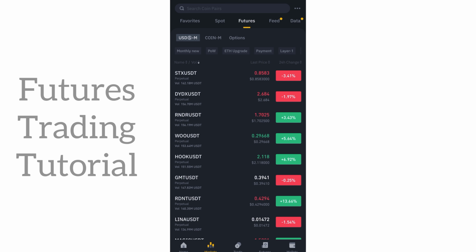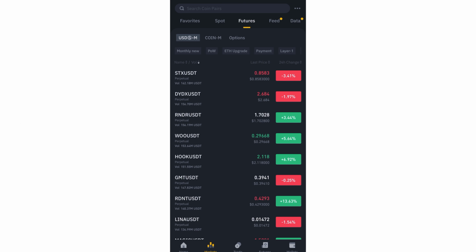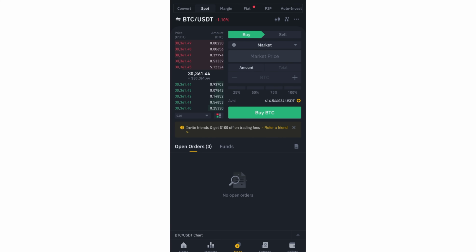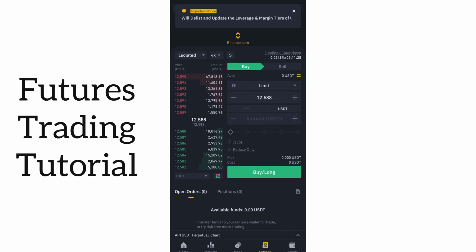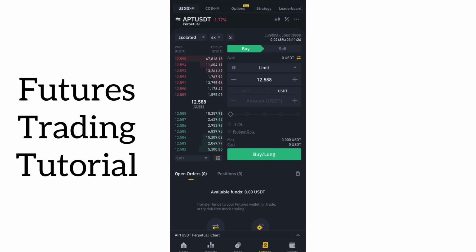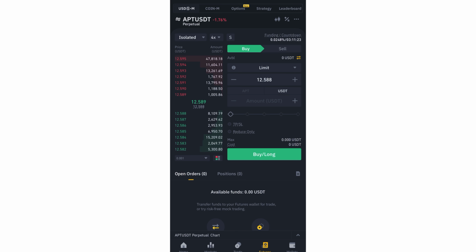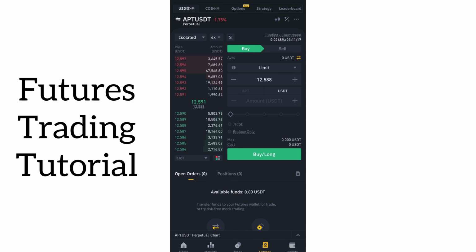Next we have trade, which is a place where you can trade spot. Then we have futures, which is a place where you can trade futures. So I'm going to be teaching you how to trade futures. Once you get to this page, which is the futures trading interface, the first thing you want to do is fund your futures account.